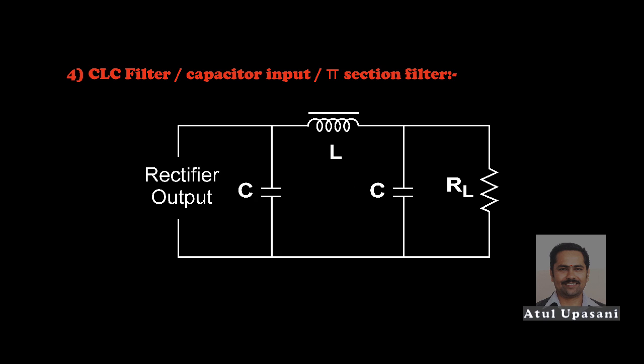The fourth is again a combination of capacitor and inductor. This filter is known as the CLC filter, capacitive input filter or pi section filter. You can see in the diagram, two capacitors with an inductor in between, so the design looks like the letter pi. That is why it is called a pi section filter. This filter is used for heavy loads and high output.